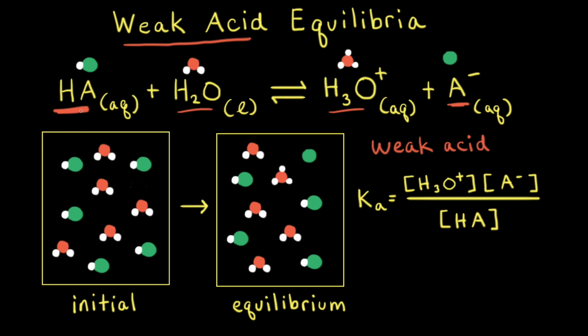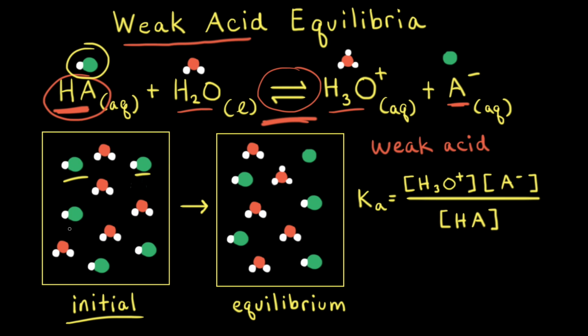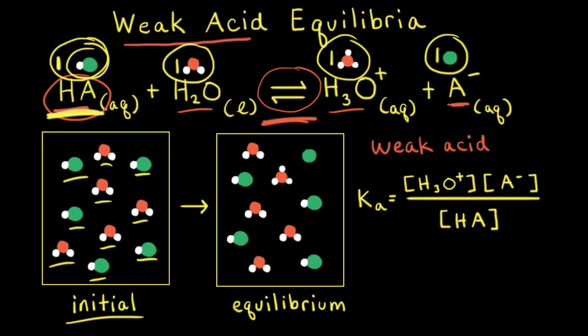However, if HA is a generic weak acid, we're going to include an equilibrium arrow here. The equilibrium arrow needs to be included because weak acids only partially ionize, and we can see that in the particulate diagrams. In the particulate diagram on the left, this is supposed to represent the initial concentration of our weak acid HA, and there are 5 particles of HA and 5 particles of water. Since weak acids only partially ionize, let's say that only 1 HA particle reacts with 1 water molecule to produce 1 hydronium ion and 1 A- anion.